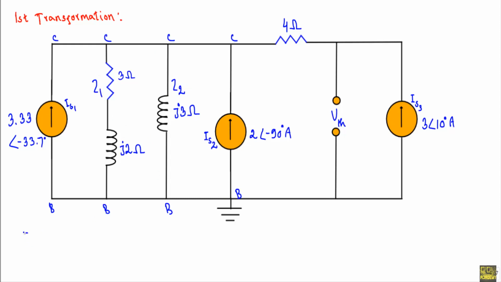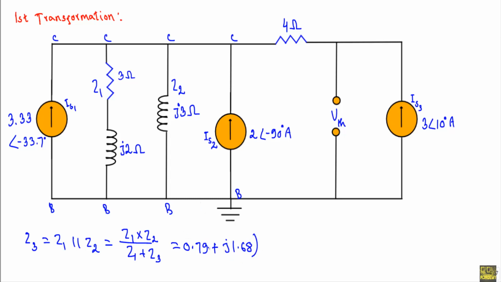As they are connected in parallel, their equivalent impedance will be Z3, which will be the equivalent parallel impedance of Z1 and Z2. That will be equal to Z1 into Z2 over Z1 plus Z2. That will be equal to 0.79 plus J1.68. That means I can replace Z2 and Z1 with a resistance of 0.79 and an inductive reactance of J1.68 ohm.